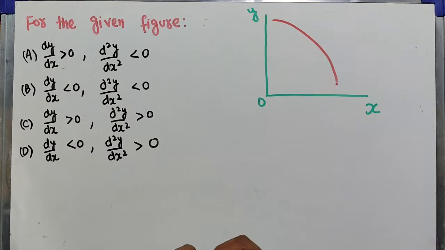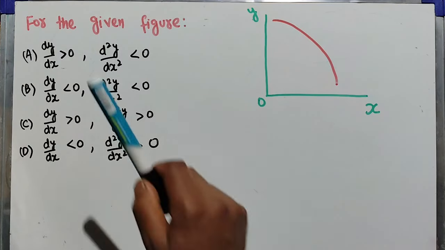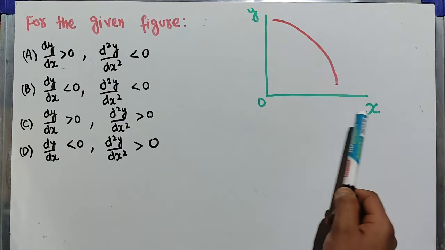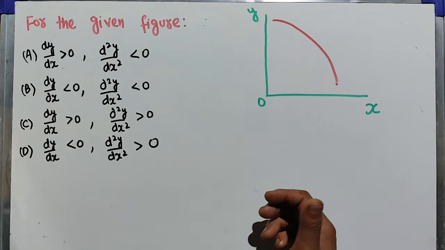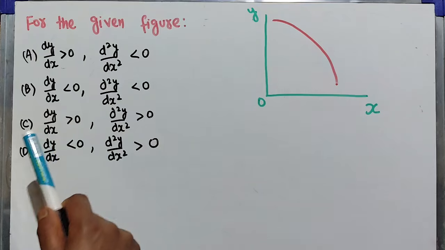Let us solve a question on concavity. The question is, for the given figure, we are being given the graph and we have this red color curve. We need to find out the correct option here.